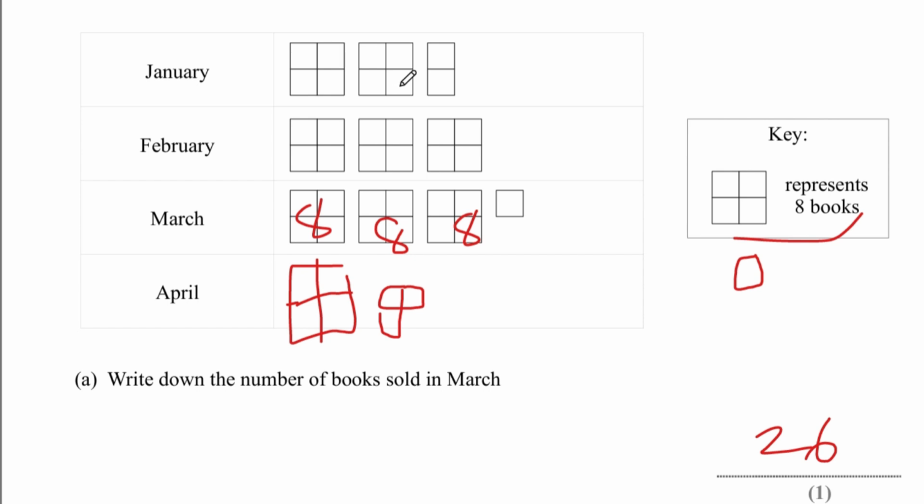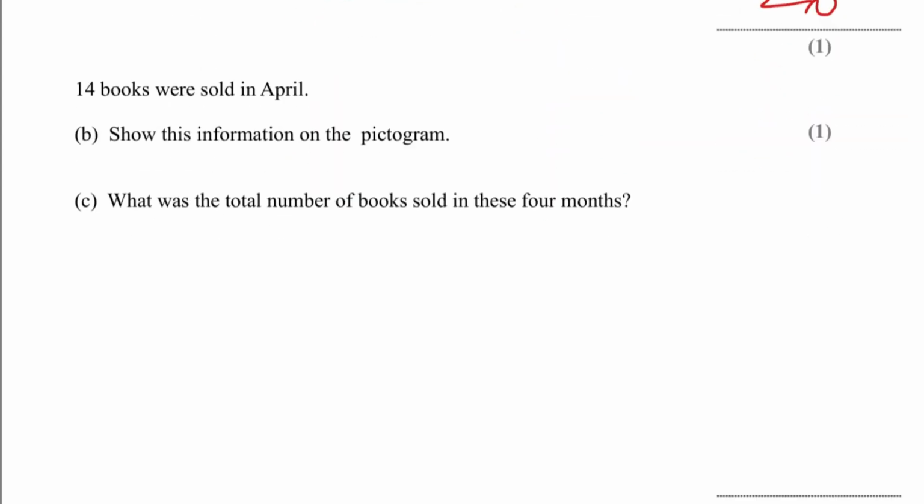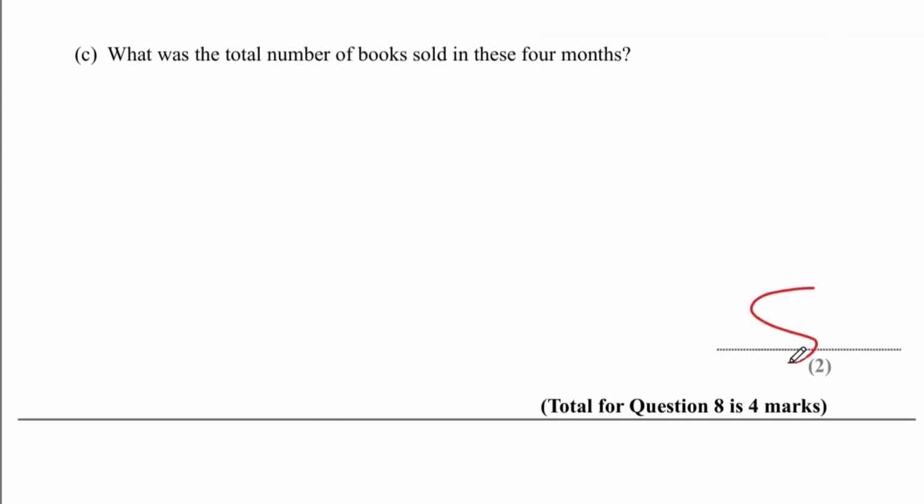It's pretty much easy. This is 8, 8. That is 16. 16 plus 4, so you got 20. And then 8, 8, 8. That's 24. And we already know March was 26. Then April 14. So when you add these numbers together, you add them all together, that will give you 84. So you got 84 in total.